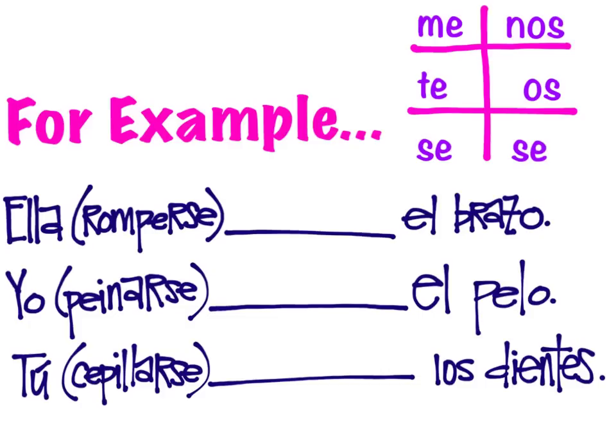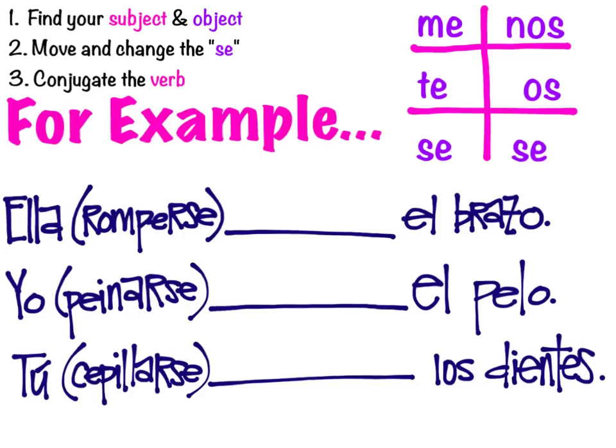So, we're going to first think about our 3 rules of conjugating verbs when they are reflexive. And those 3 rules are to, number 1, find your subject and object. 2, move and change the se, or your reflexive pronoun. And remember that the se will be moved from behind the infinitive or attached to the infinitive, and it will move to in front of the conjugated verb.